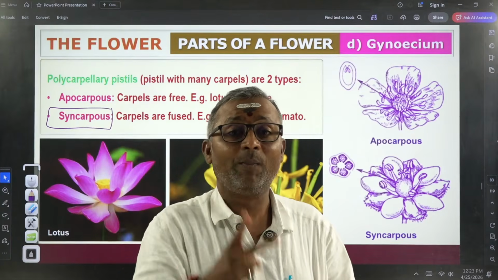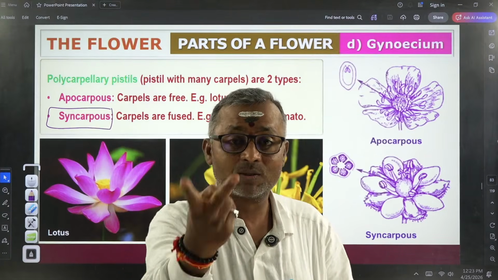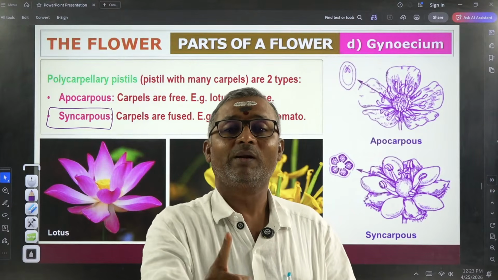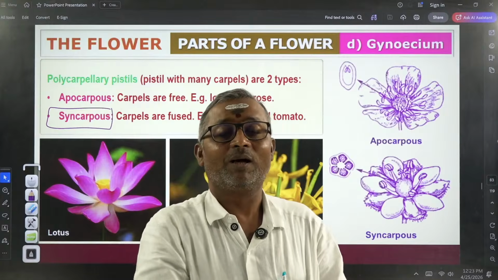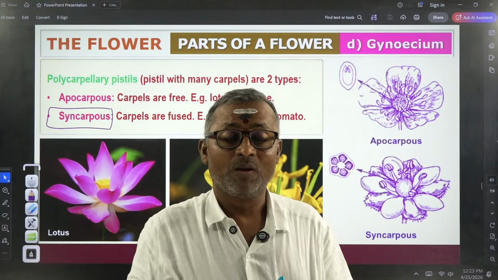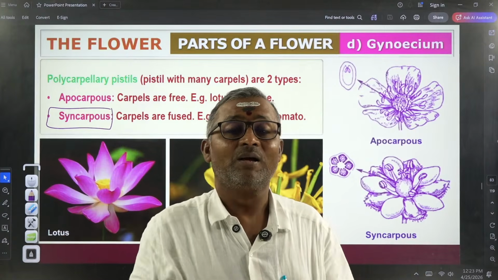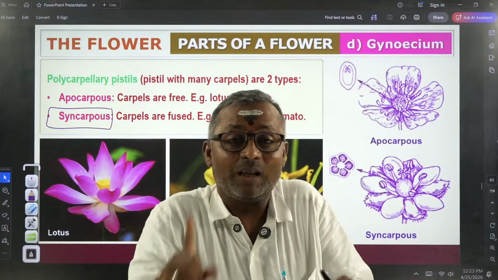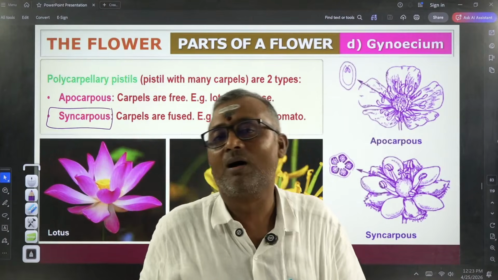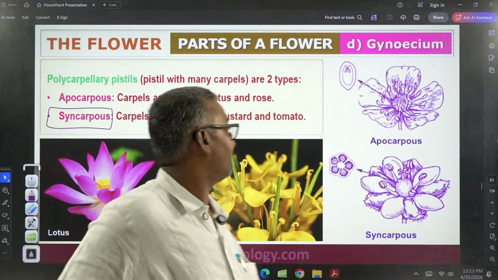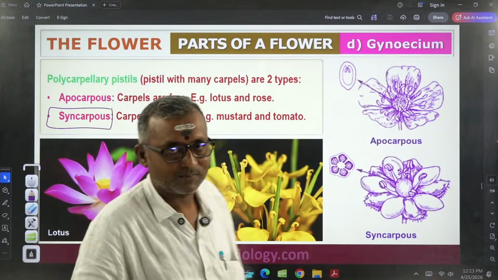So if there are 2 carpels in the flower, then the flower must show how many ovaries? 2 ovaries. How many styles? 2 styles. How many stigmas? 2 stigmas. But if you look at the flower, it contains 1 ovary, 1 style, 1 stigma. That means what happened here? All the ovaries are fused, all the styles are fused, all the stigmas are also fused, so they appear like 1 ovary, 1 style, 1 stigma. This fusion among the carpels is called syncarpous.